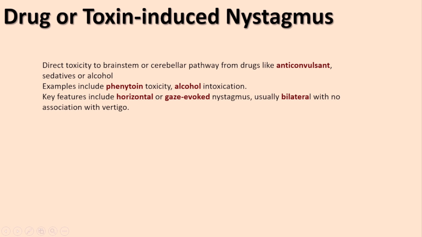Probably the most famous example is phenytoin toxicity or alcohol intoxication, and here we have several other features. For example, horizontal or gaze-evoked nystagmus is a very important feature that you have to know for your exam. The nystagmus is going to be bilateral with no association with vertigo. And something that you might miss in the exam is the medication history in the scenario. So always, if you are suspecting drug or toxin-induced nystagmus, look for the medication history in the clinical scenario.